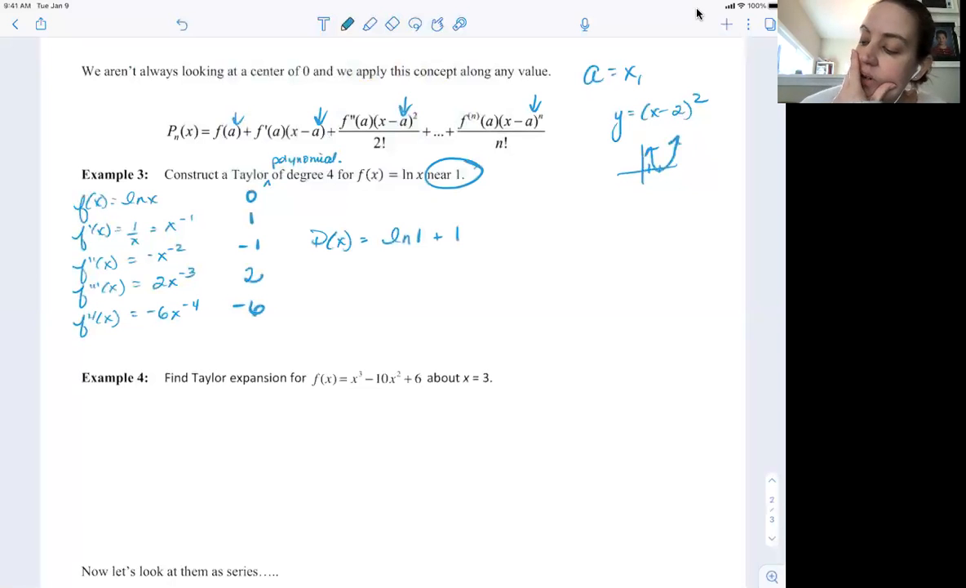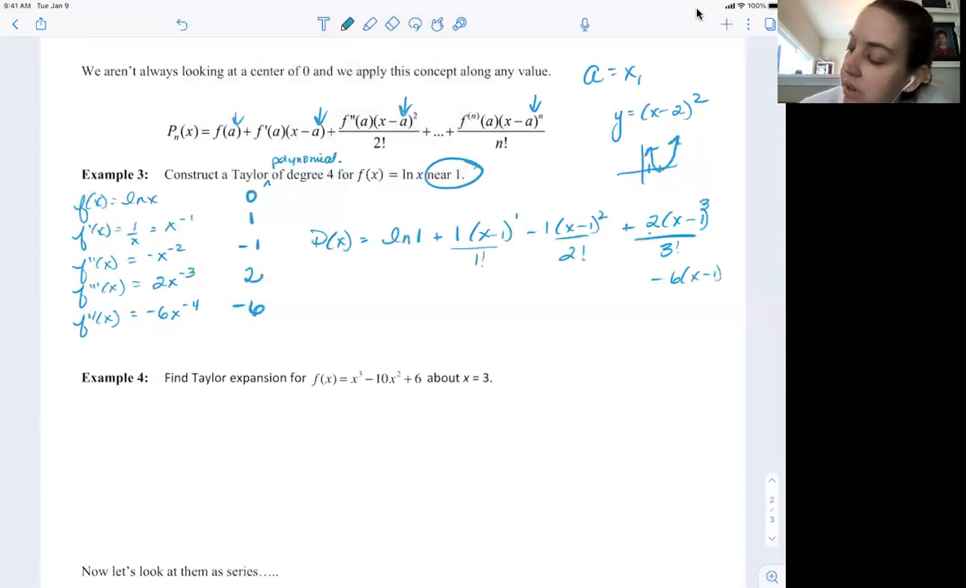Plus the first derivative, x minus a. This is kind of over a 1 factorial if you wanted to think of it to the first power. The second one is minus 1 x minus 1 squared over 2 factorial plus 2 x minus 1 to the third over 3 factorial. And I'm out of space, but we'll squeeze it in. Negative 6 x minus 1 to the 4th over 4 factorial.